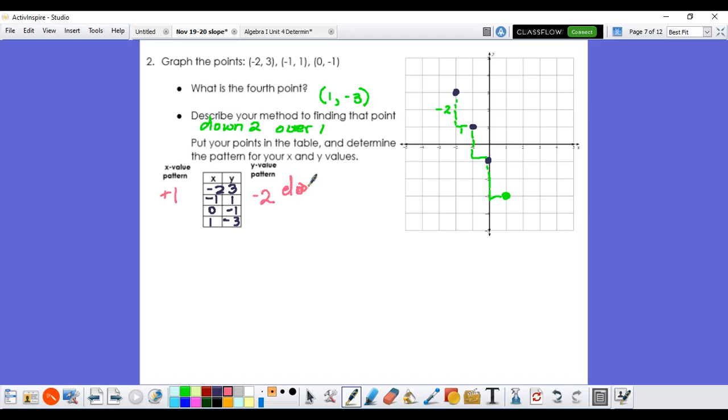So I went down and I went right. Notice that we are always going to talk about up or down first, as I have so far, and that's what I want you to do. I want you to talk about how much you go up or down first, and then how much you go to the right.